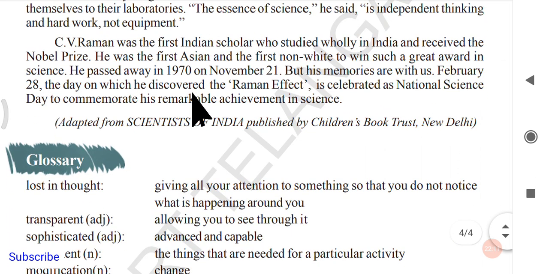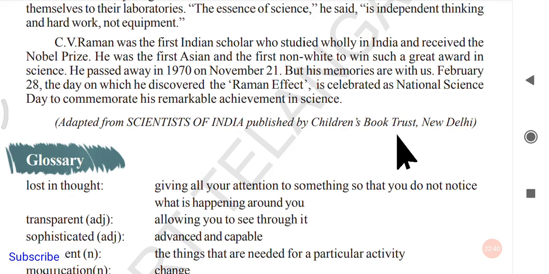Next, CV Raman was the first Indian scholar who studied only in India and received the Nobel Prize. He was the first Indian scholar who studied wholly, in the sense completely, from LKG to post graduation and all. In those days I don't know whether there were PhDs or not, but he had completed almost all his studies completely in India, and received the Nobel Prize.